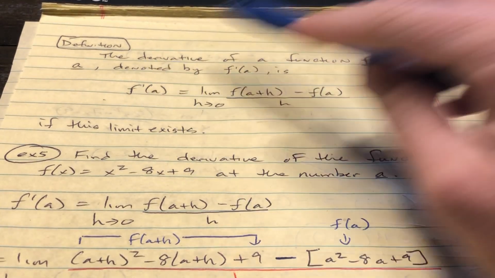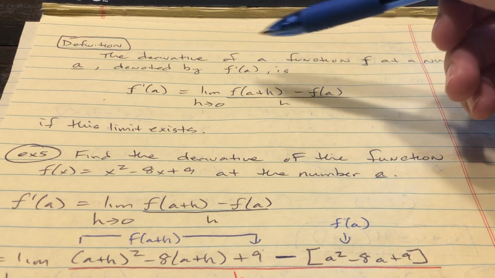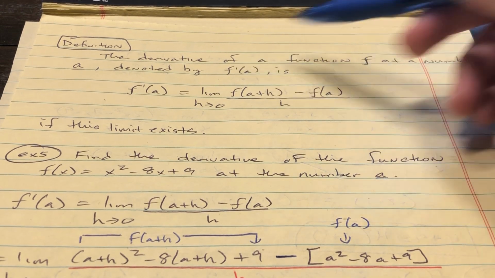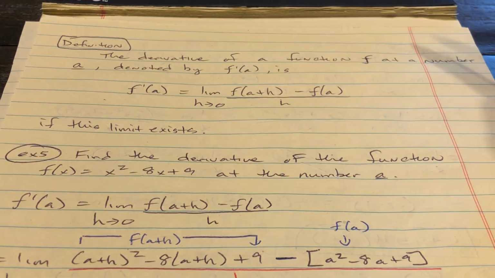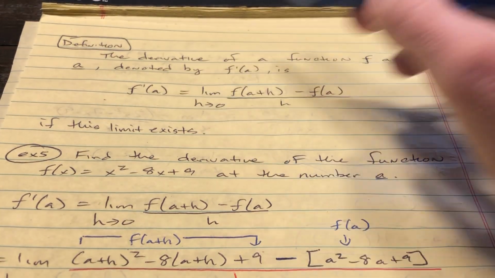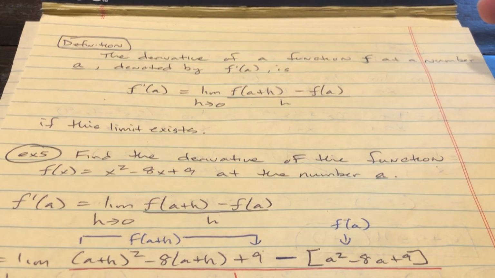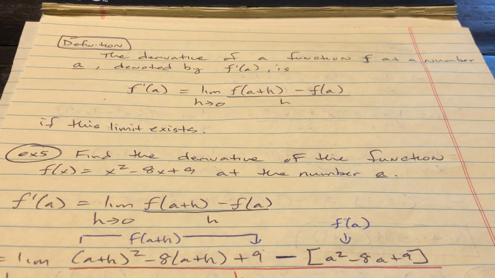So the derivative of a function f at a number a, denoted by f prime, this little apostrophe, we call it f prime of a, is this. So f prime of a, which is the derivative of f at a. F prime of a stands for the derivative. You'll see it tomorrow or the next day, in section 2.8, f prime of x.